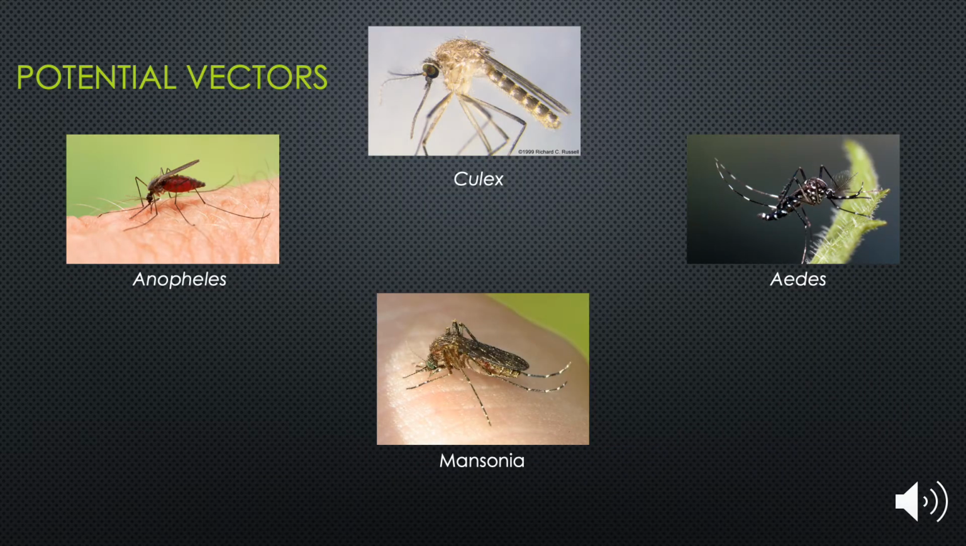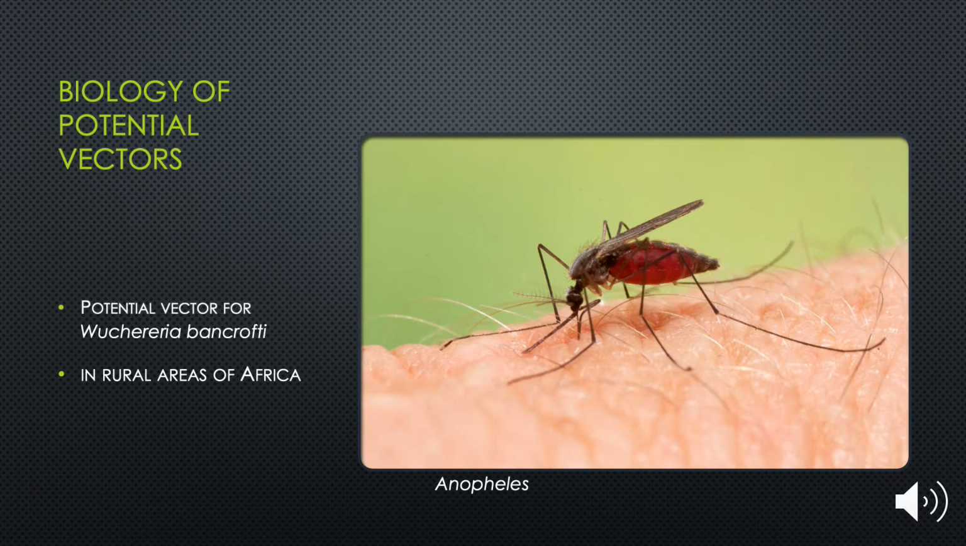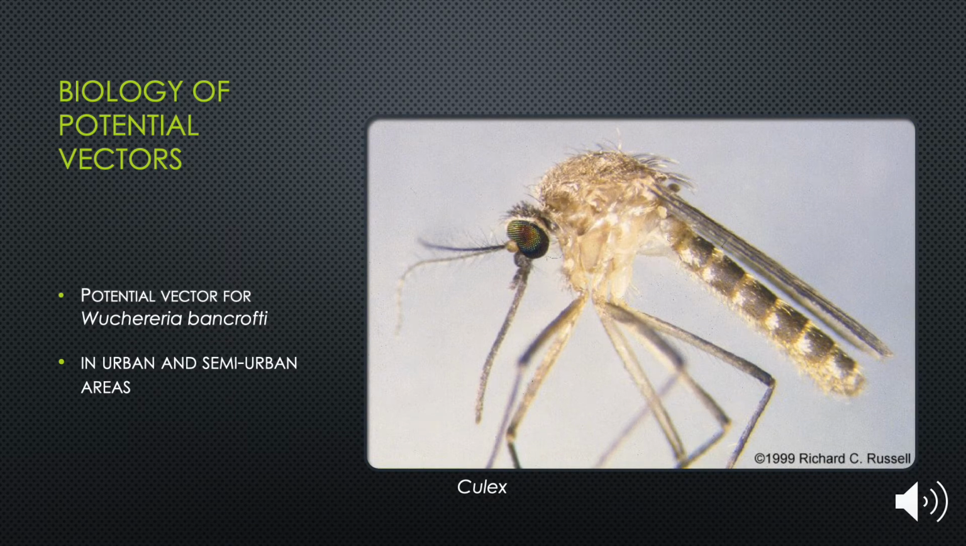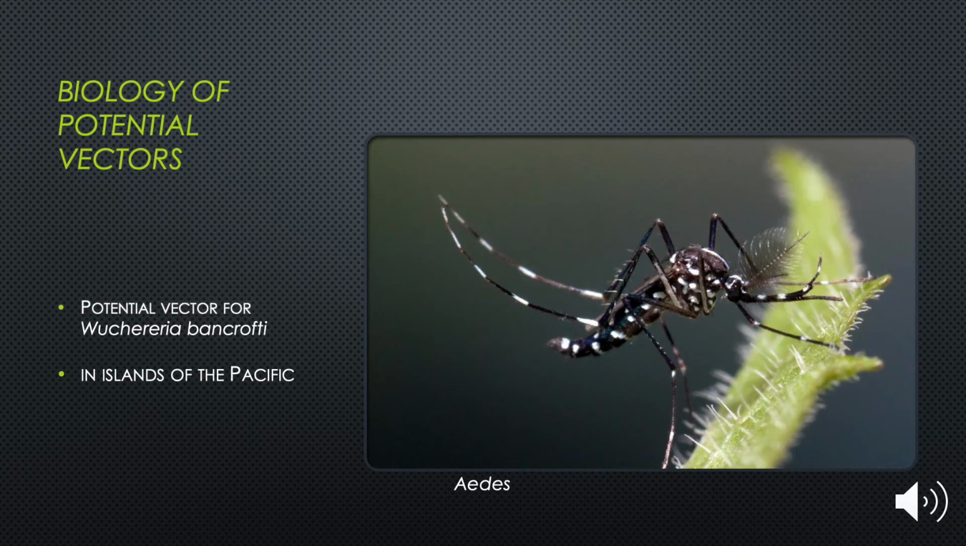Some of the mosquitoes that are potential vectors for LF are the Culex, Aedes, Mansonia, and Anopheles mosquito. So a little bit about each mosquito. We're going to start off with Anopheles. They're a potential vector for one of the parasites, which is Wuchereria bancrofti. We find these in rural areas of Africa. The Culex also is a potential vector for Wuchereria bancrofti, and we find these in urban and semi-urban areas.